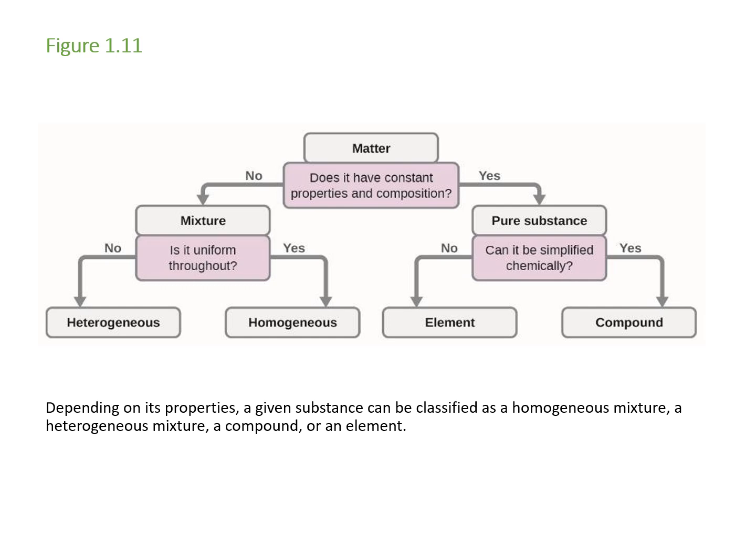Now, if matter does have a constant property and composition, then we know that it is a pure substance. And from there, we have to determine whether or not it can be further simplified. If it cannot be further simplified, then we know that it is an element. However, if it can be, we know that it is a compound. It is a combination of something.